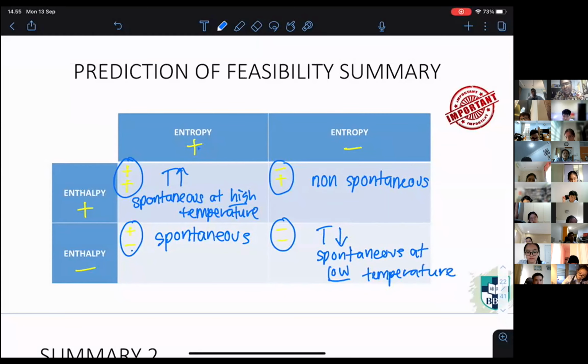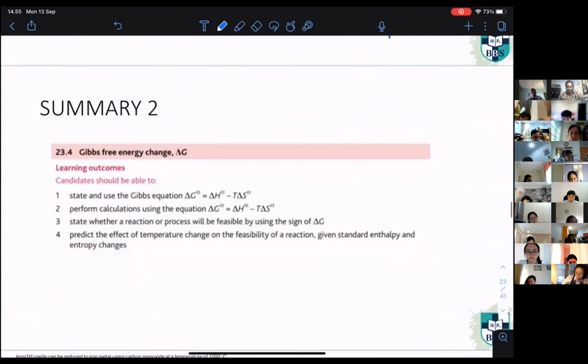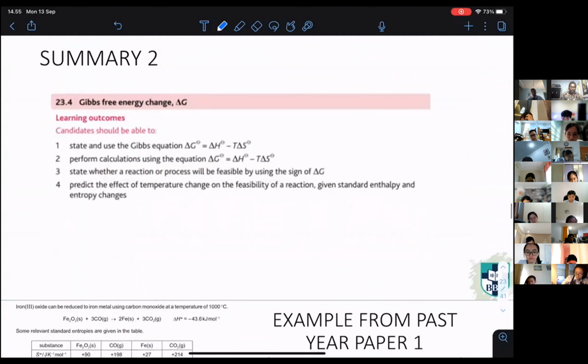Now, are we required to come up with this table? No. Actually, there is no point in coming up with a table. What you need to know is that by this time, you should be able to predict the effect of temperature change, and that quadrant is going to help you. You don't need to remember the quadrant. Some of you prefer the quadrant. For me, it's very simple.